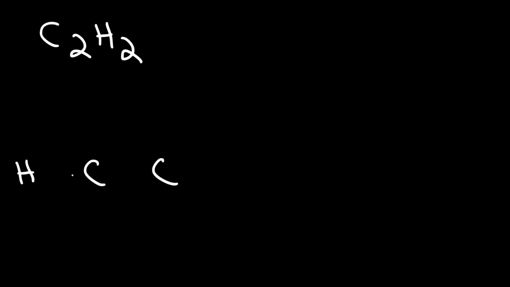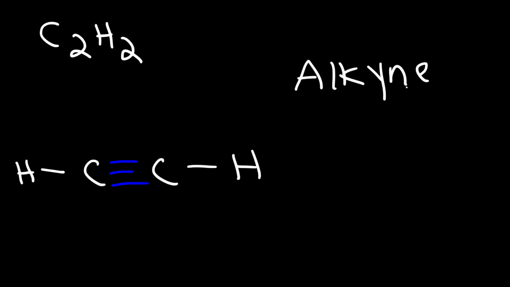Now let's try this one. C2H2. Go ahead and draw the Lewis structure based on the previous example. So in this case, there are 2 carbon atoms, and there's 2 hydrogen atoms, which we'll place on opposite sides with symmetry. Now, hydrogen can only form 1 bond, and carbon likes to form 4 bonds. So the only way we can make that work is by putting a triple bond in the middle. And so this is known as an alkyne. It's also an unsaturated hydrocarbon.